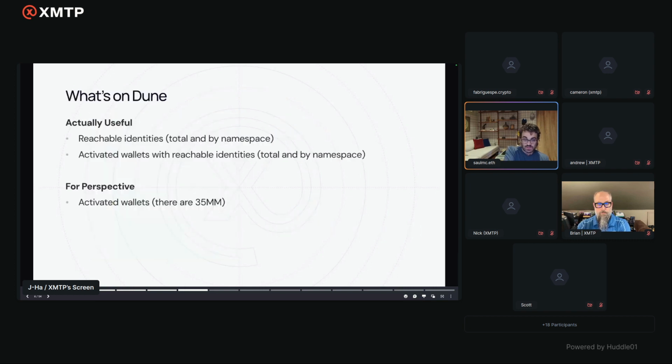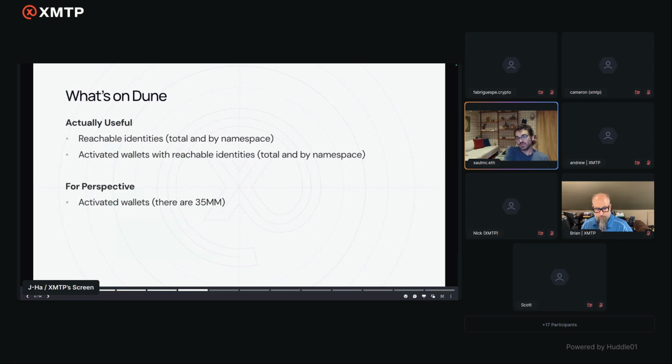So we've exposed this data on Dune for you to explore. There are 2 actually useful things, and one that we've put on Dune for perspective. First, of course, the actual reachable identities, the total number, as well as the breakdown by namespaces and the market share the different namespaces have within the XMTP ecosystem, and how that has changed over time. And second, we've actually published a list of the activated wallets with reachable identities. Again, the total number and broken down by namespace.